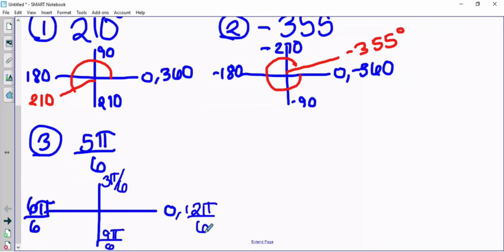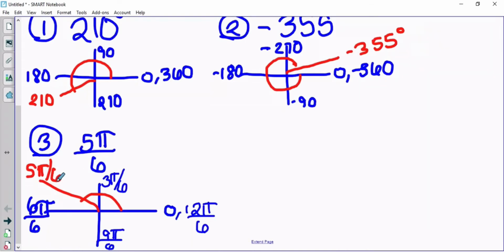So I'm looking for 5 pi over 6. So I start at the positive x-axis. I rotate around, and I'm going to stop right before I get to 6 pi over 6. It's right here. And that's where I would find 5 pi over 6.